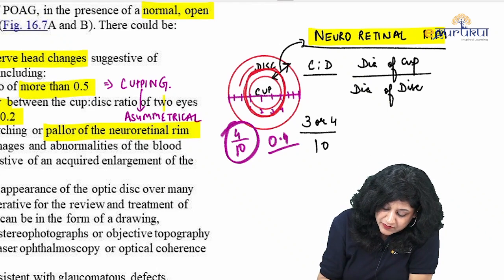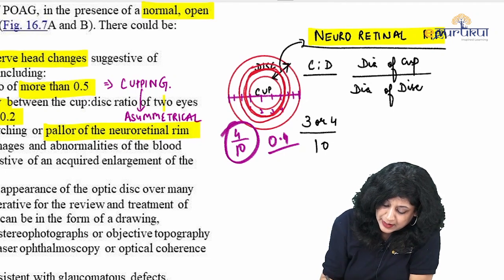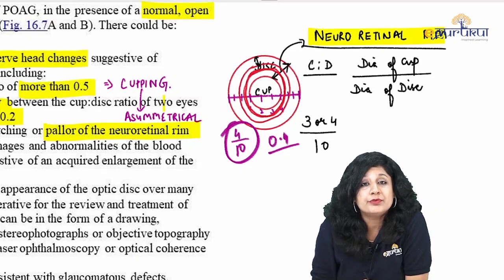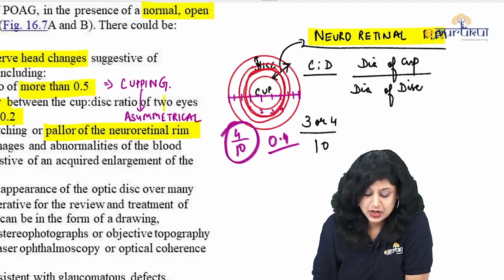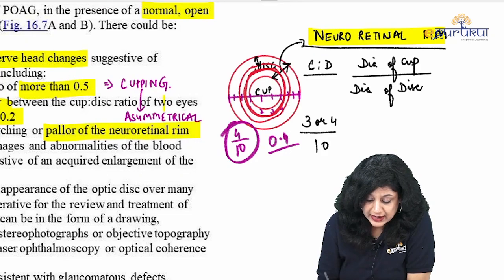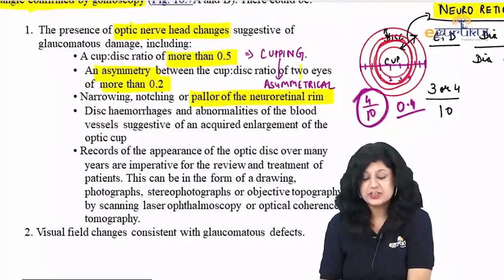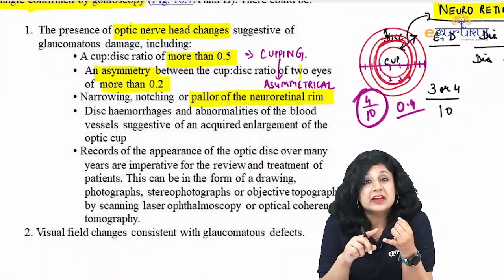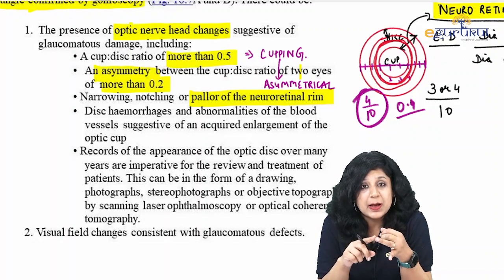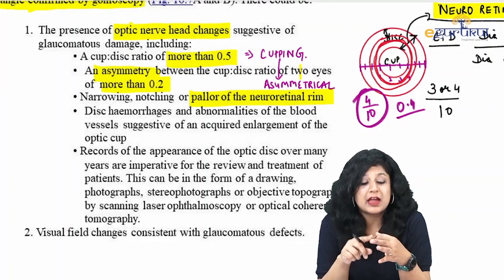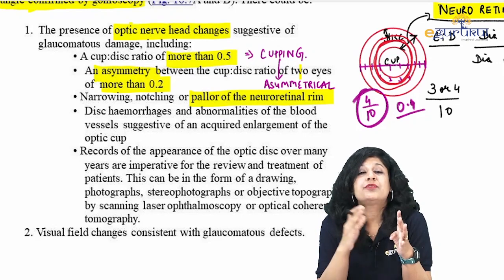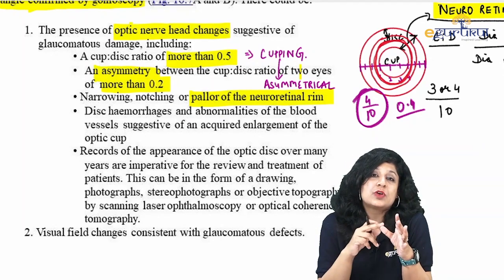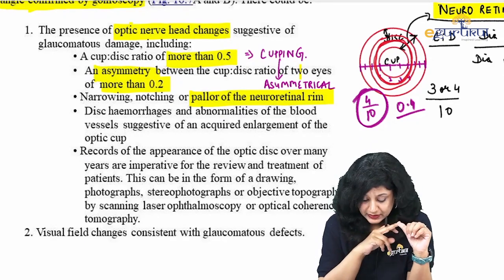So obviously when the size of this cup will increase, what is happening? There will be narrowing of this neuroretinal rim, pallor of the neuroretinal rim or the notching. So this will go hand in hand. We will have the changes where I am having the increased size of the cup, I have got cupping, I have got vertically oval cupping, I have got asymmetrical cupping, difference of at least 0.2, and I also have the narrowing of the neuroretinal rim.